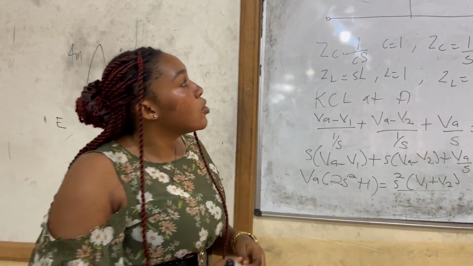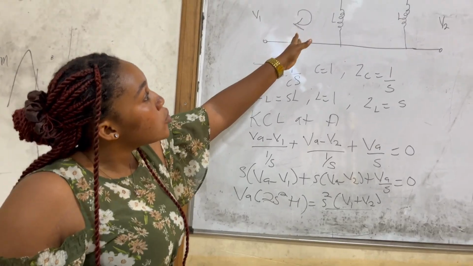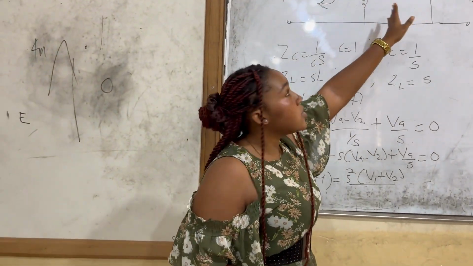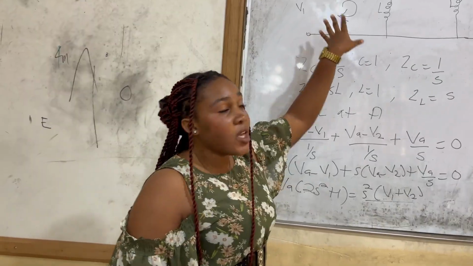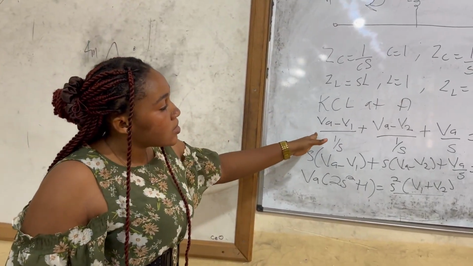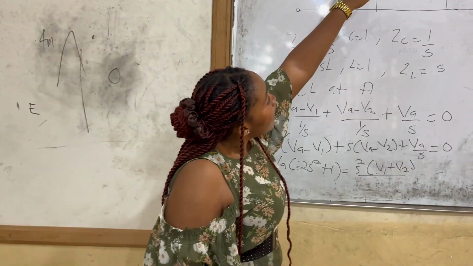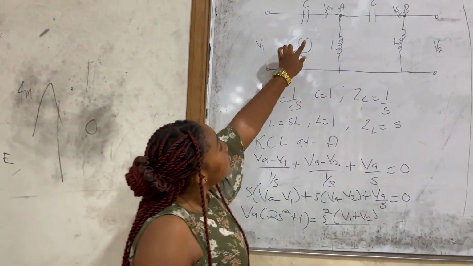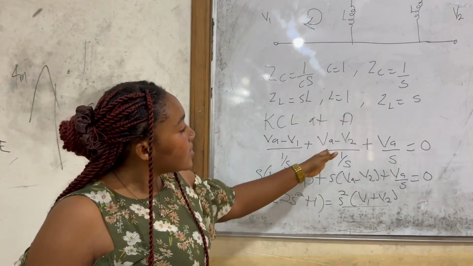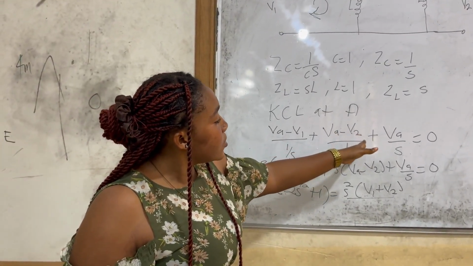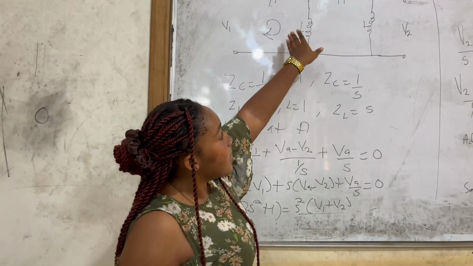So applying Kirchhoff's law in this first circuit, as a result of the nodes that are found in the circuit, which is node VA and node V. We are taking Kirchhoff's law at node VA. In doing so, we come across this function that says VA minus V1 over 1 by S, that is the voltage at the node minus the input voltage divided by capacitance in the Laplace form, plus the voltage VA minus the voltage V2 over the second capacitance here, plus our VA over S, which is the inductance.